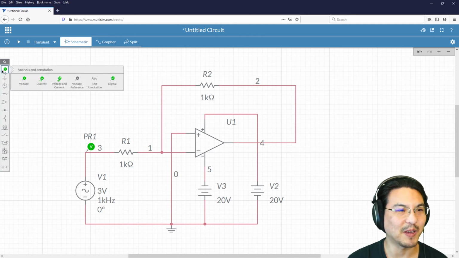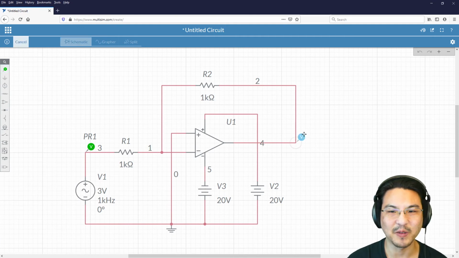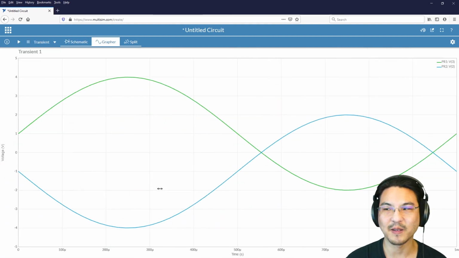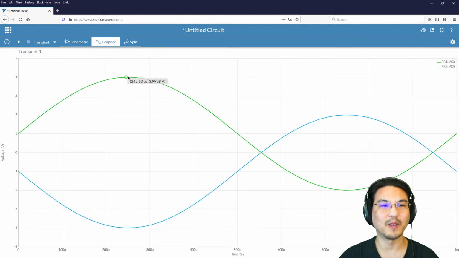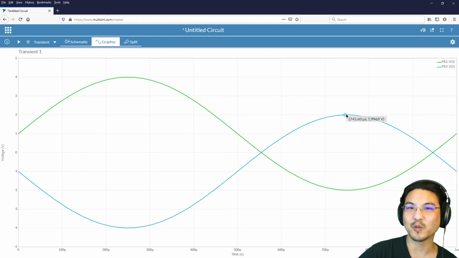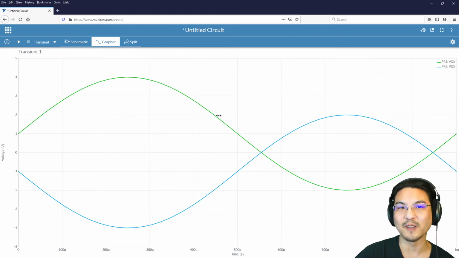Okay, now let's measure the output. So the output is right here. Right now I have the resistors the same, so the gain should be 1 if I run it. Okay, let's look at the output. So the green was the input. For the 4 volt input, the output is negative 4. For the negative 2 volt input, the output is positive 2 volts. So the gain is 1, but the signal is inverted.